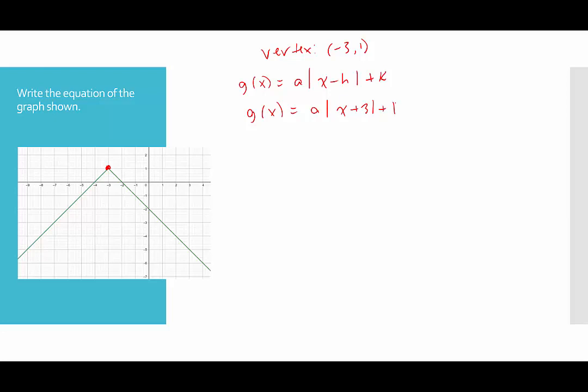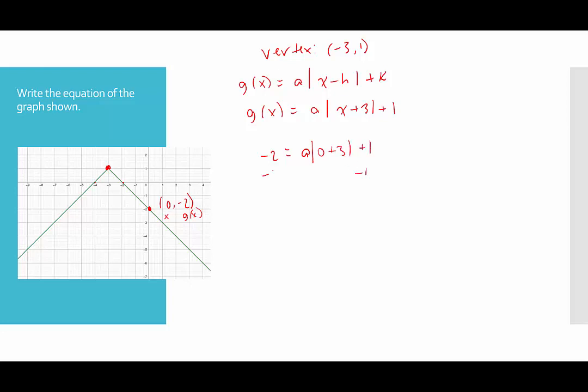And now we want to determine the value of a, so we're going to pick any other point we see. There's a lot of points. I'm going to choose this one here because I like working with zeros. This is the ordered pair 0, -2. I could have used this 0, I could have used this 0. I had a few options there, but I'm going with 0, -2. I plug 0 in for x, I plug -2 in for g of x, and we determine the value of a. So -2 equals a times the absolute value of 0 plus 3, plus 1.